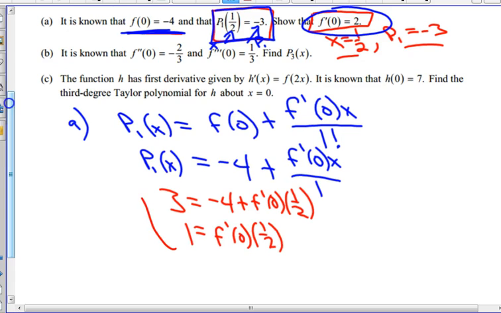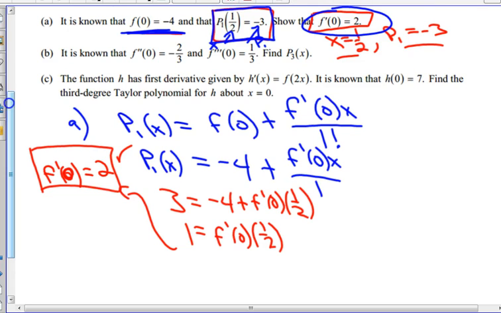So f prime of 0. Multiply by the reciprocal of a half. So multiply by 2, and f prime of 0 equals 2. There. I've shown it. Okay, and I think that is the biggest trick in this problem, is that part right there.